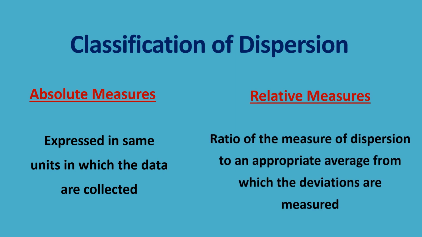A relative measure of dispersion is the ratio of a measure of dispersion to an appropriate average from which these deviations are measured. So it is also called the coefficient of dispersion. The relative measures are useful for comparing two series for their variability. The greater the value of the relative measure of dispersion in a series, the greater is the variability in that series. The important measures of dispersion will be discussed now.